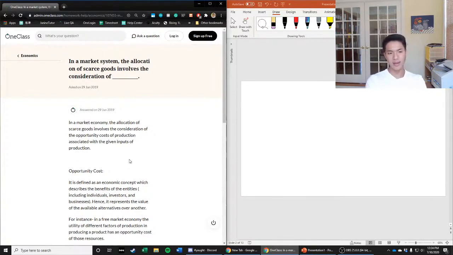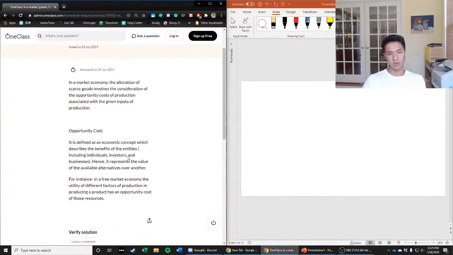So let's take a look at the previous tutor's answer. In the previous tutor's answer, they said that in a market economy, the allocation of scarce goods involves the consideration of the opportunity cost of production associated with the given inputs of production. So I think they've taken a really producer-oriented approach, which is good. The producer is probably the one who's deciding what to do with the allocation of their scarce resources.